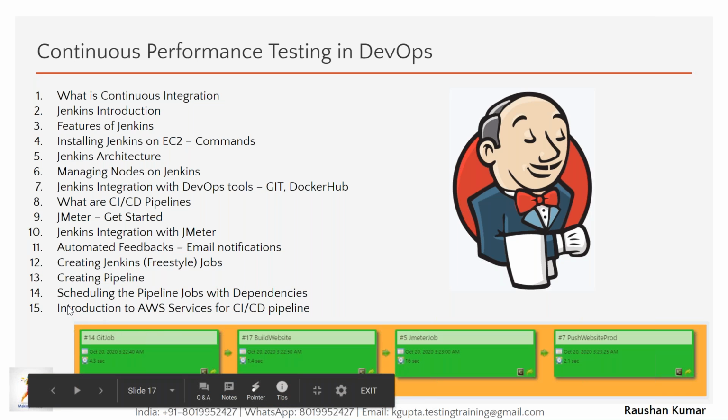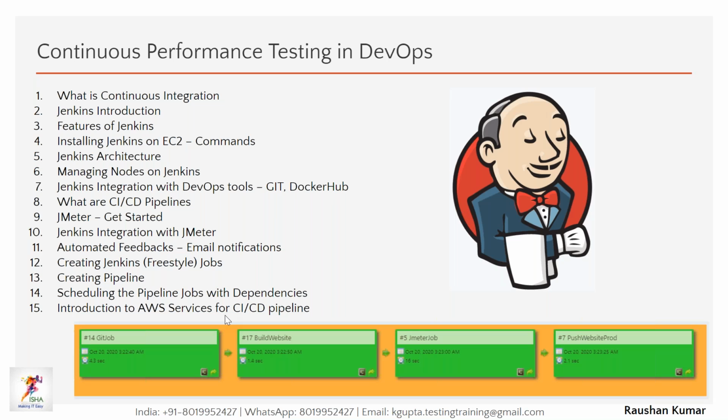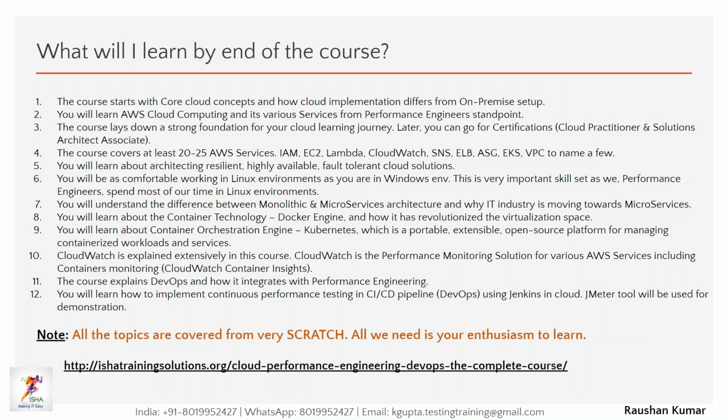And then we're going to talk about an introduction to AWS services. In the CI/CD pipeline, what are all the AWS services which can do this work? Like we talked about Jenkins, similarly in AWS we have CodePipeline. So we're going to look into that as well, how it relates to AWS. All our courses are in the cloud, yeah.